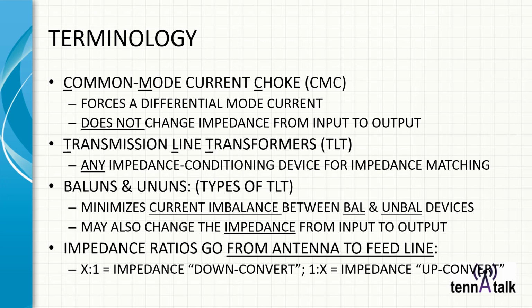So let's talk about BalUns and Ununs. Well, they minimize the current imbalance between a balanced and an unbalanced device, and it may also change the impedance from the input to the output. And just a note, impedance ratios are given from the antenna side to the feed line side. So an X to 1, 4 to 1, 9 to 1, 49 to 1, whatever, is a down conversion from the antenna to the feed line side.